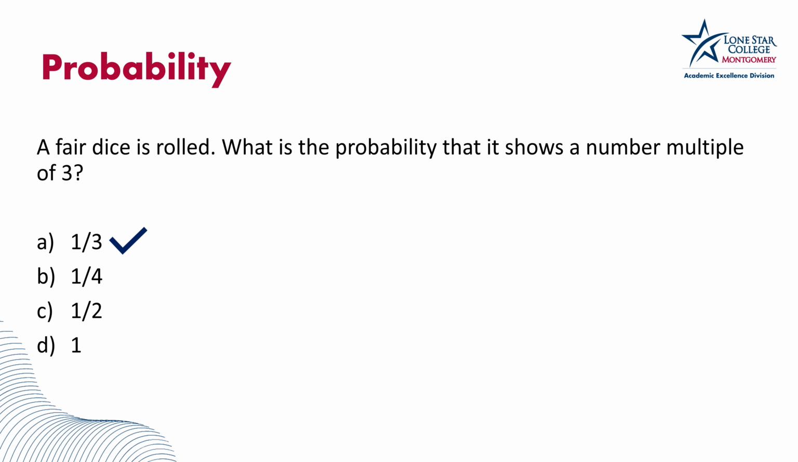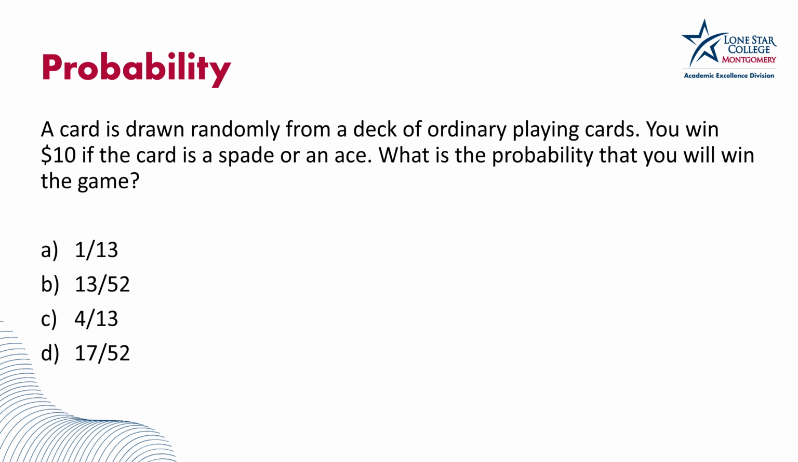Now a different scenario. So we said a card is drawn randomly from a deck of ordinary playing cards. You win $10 if the card is a spade or an ace. What's the probability that you will win the game? So first thing we want to do is read our question and think about, is there any extra information that we don't need? Because the question is asking us to find the probability, it doesn't matter how much money we win. So in essence, this $10 doesn't really matter. It's just extra information that isn't needed. But what is needed is that you win the game if you draw a spade or an ace.